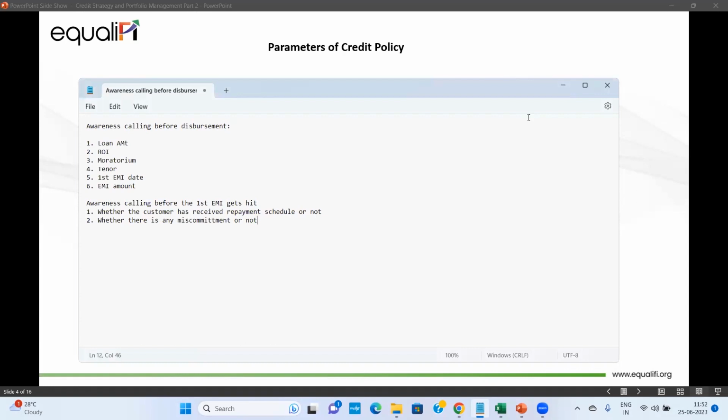Right. Next is FLDG. What is FLDG? First loss default guarantee. What is the concept of first loss default guarantee?